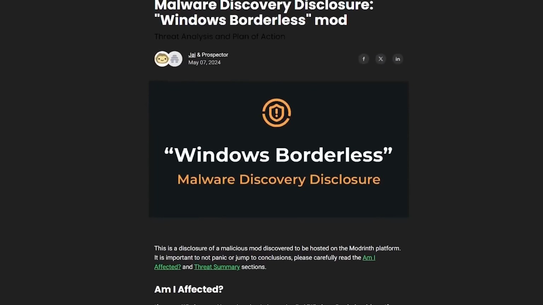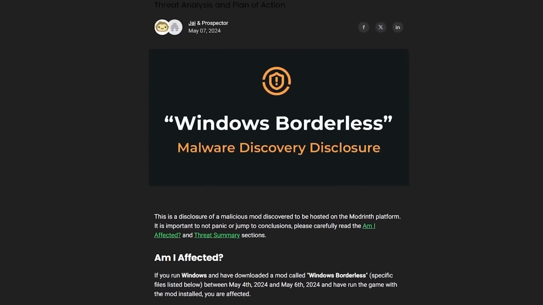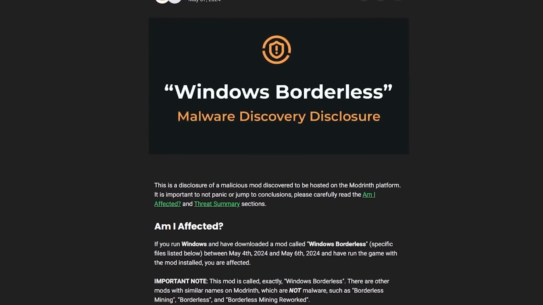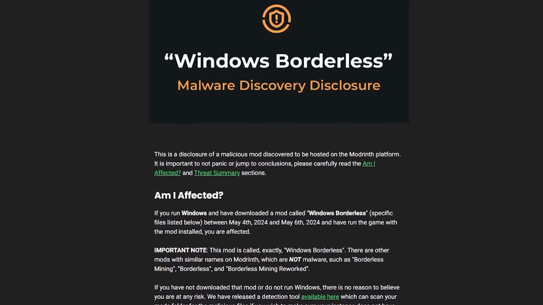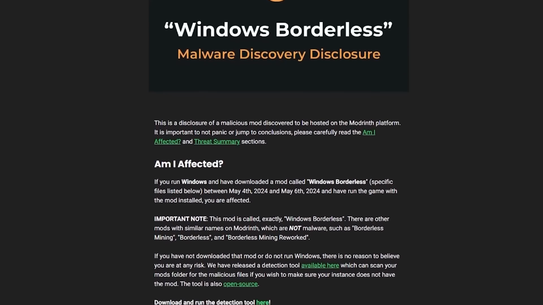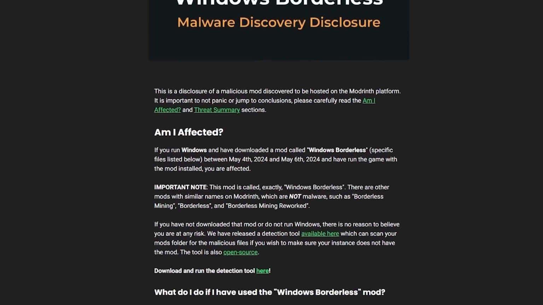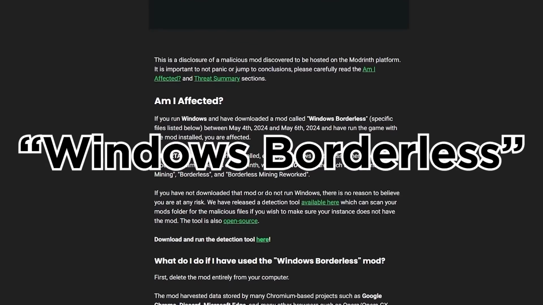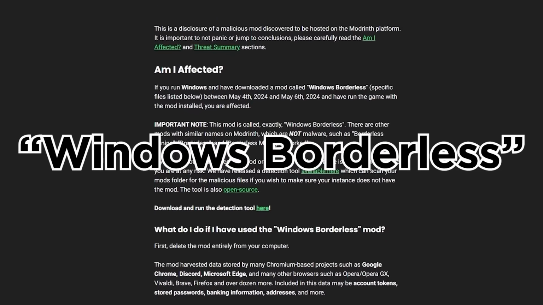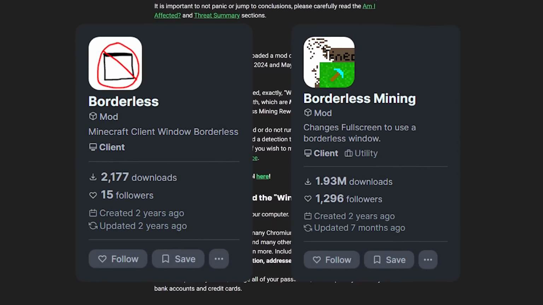A few things to note while we start. One, this script was originally written when it first happened, and now it's a few days later. Two, I'll be reading mostly from this blog post by Modrinth themselves, and I suggest you do the same. And three, this malware so far has only been confirmed to be this one singular mod named Windows Borderless, and exactly Windows Borderless. Other similar mods are not malware, as stated right here. Alright, got it? Got it.